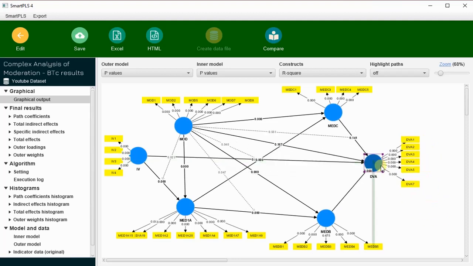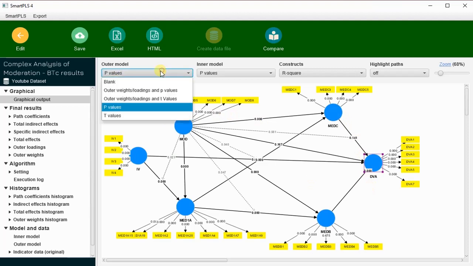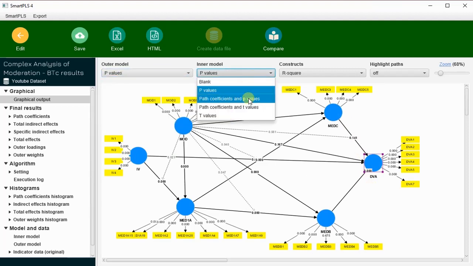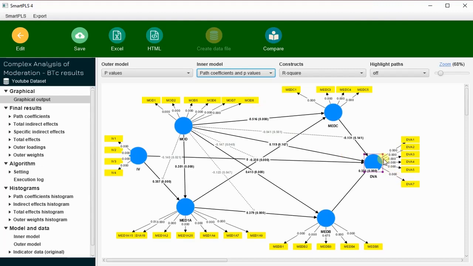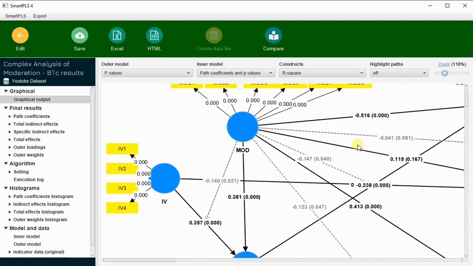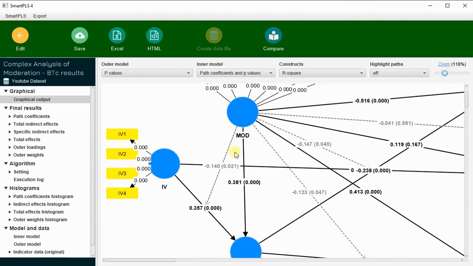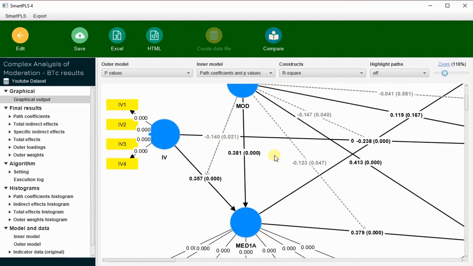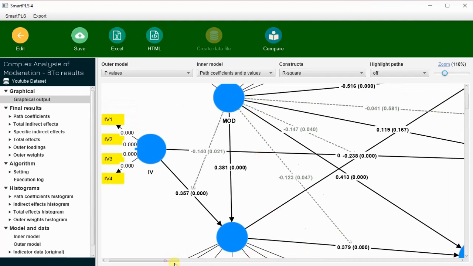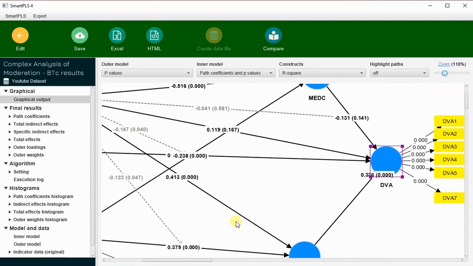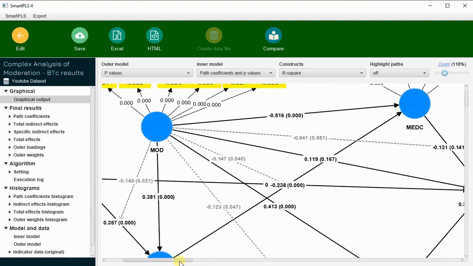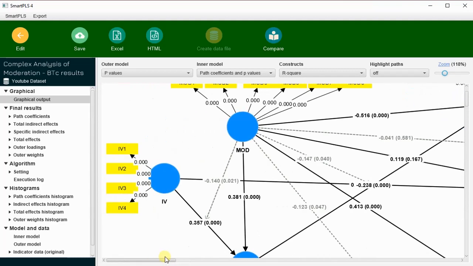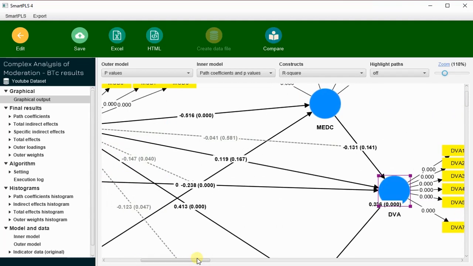You can see here the p-values are shown just here. I just click to move into the inner model path coefficients and p-values, and now if I zoom in, I can show you that the moderator has definitely a significant effect between the IV and mediator 1. It has an almost significant relationship between the IV and second mediator, and similarly it has a significant effect for the IV to DV relationship or mediator C.